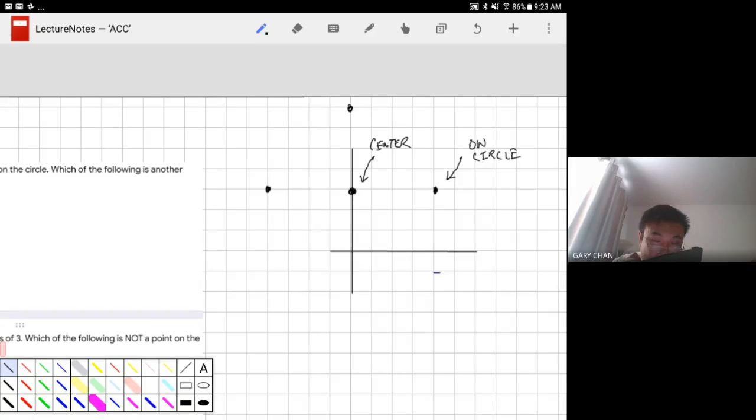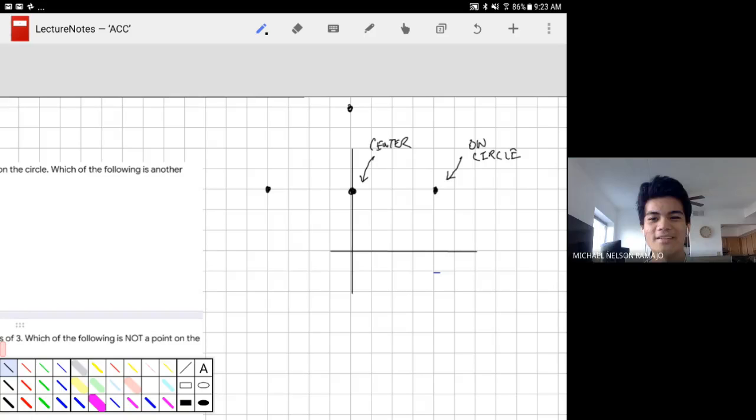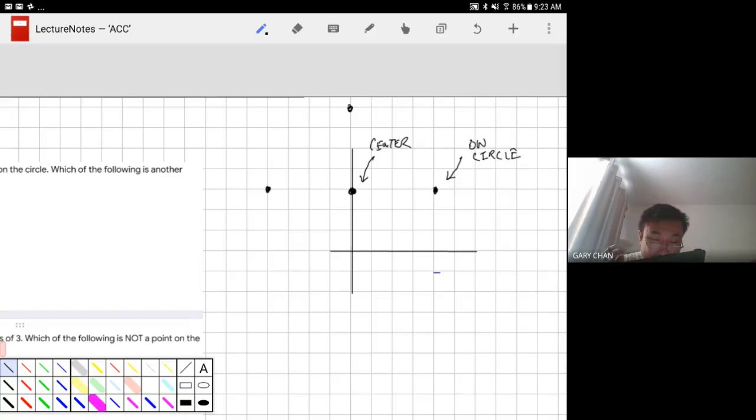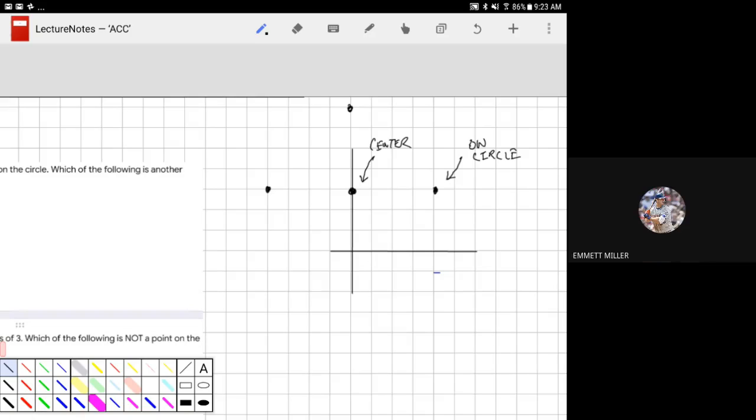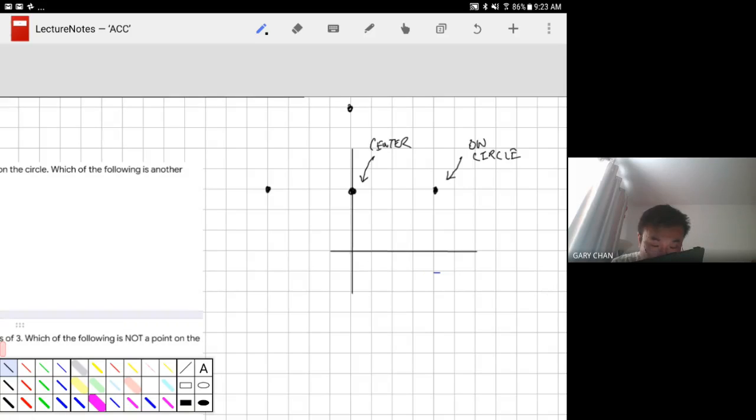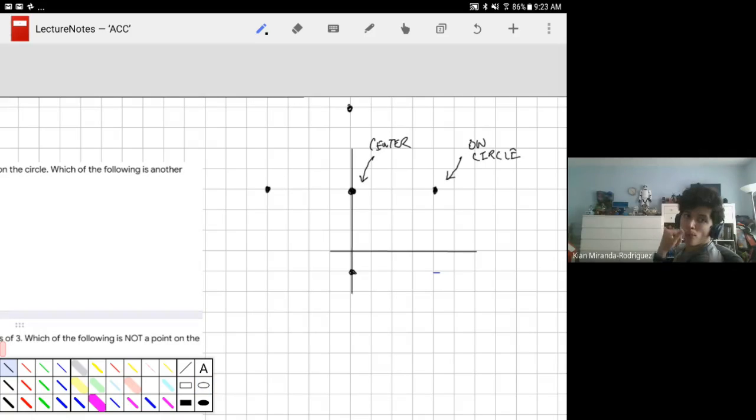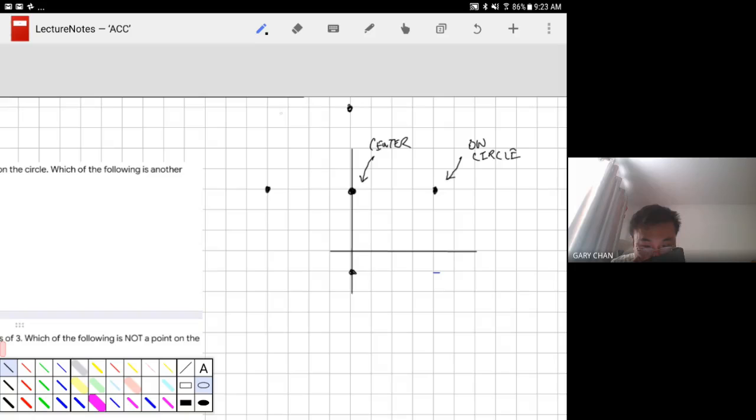Thank you, Kian. Anywhere else? Oh, Michael said it. Thank you, Michael. Down. Okay. Anywhere else? Down, of course. 4 units down. So I have a circle with these 4 points that are definitely on the circle. And as a matter of fact, I can draw it out like this. This is going to be my circle here.